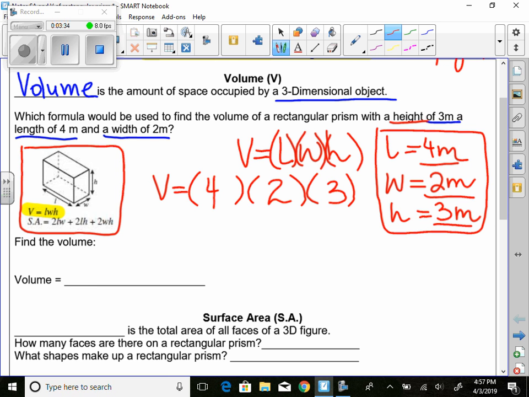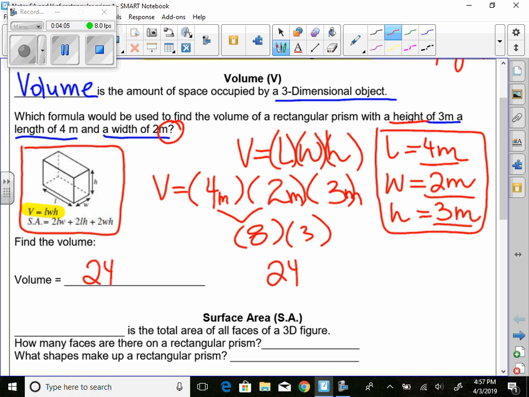So the only thing I have to do now is multiply this number straight across. So 4 times 2, I'm going to do 2 at a time. 4 times 2 is 8, times 3 is 24. So my answer is 24, and I always have to put a unit of measurement for these types of problems. So it is meters. So 4 meters times 2 meters times 3 meters would be 24 cubic meters.